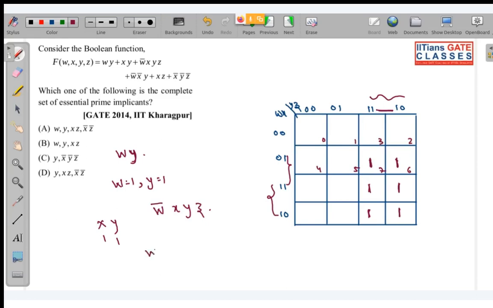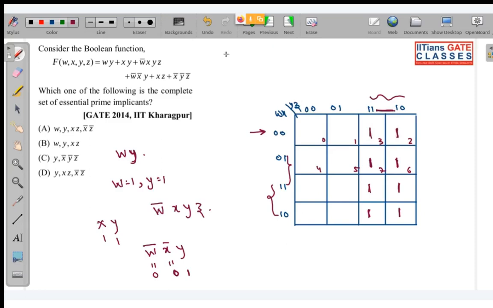Next is w complement, x complement, y. So w complement means this is 0, this is also 0, and this is y, so this is 1. So check where w and x are 0, 0. In this row w and x are 0, 0. Y is 1 in these two columns. So that means these two cells need to be filled with 1.